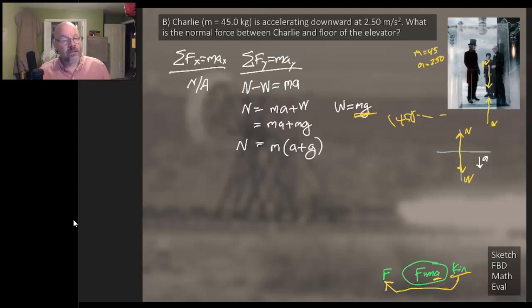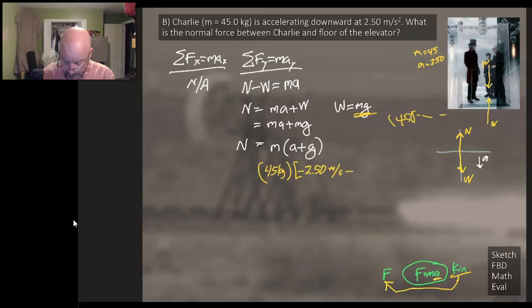Which for the moment might just seem like, well, what's the big deal? But I'm going to show you what the big deal is here. You just hang on. You just watch. I'm going to show you. So let's now go ahead and put some numbers in here. My mass is 45 kilograms. My acceleration is 2.5 meters per second squared, but it's downwards. Okay, it's downwards.